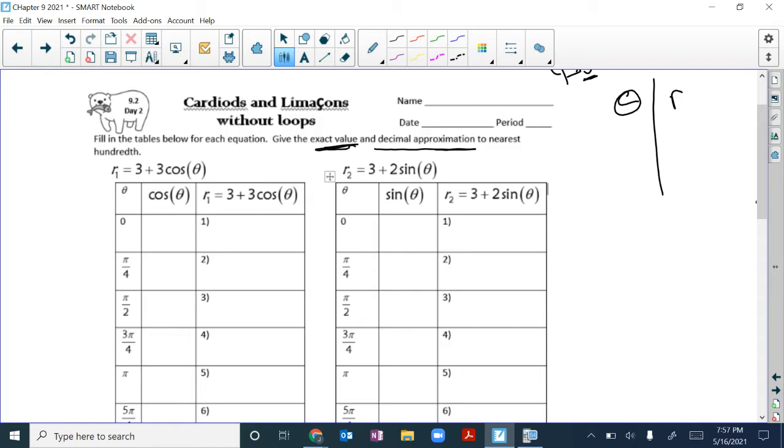So first thing, we're going to go ahead and do cosine of 0 here. Now, I'm more so showing these steps so you guys can see them. Cosine of 0 is 1. Okay, so then I'm going to say 3 plus 3 times 1. Simplify that, and I get 6. So my first coordinate point is my angle of 0 and my r of 6.